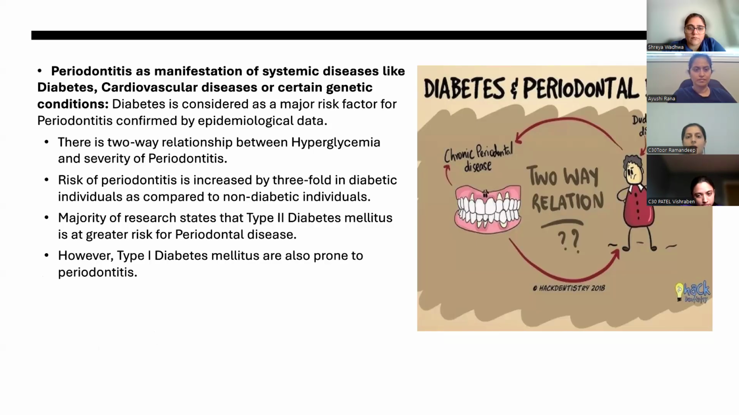Diabetes is considered as a major risk factor for periodontitis, which is confirmed by epidemiological data. There is a two-way relationship between hyperglycemia and severity of periodontitis. Risk of periodontitis increases by threefold in diabetic individuals as compared to non-diabetic individuals. And majority of research states that type 2 diabetes mellitus is at greater risk for periodontal disease. However, type 1 diabetes mellitus are also prone to periodontitis.